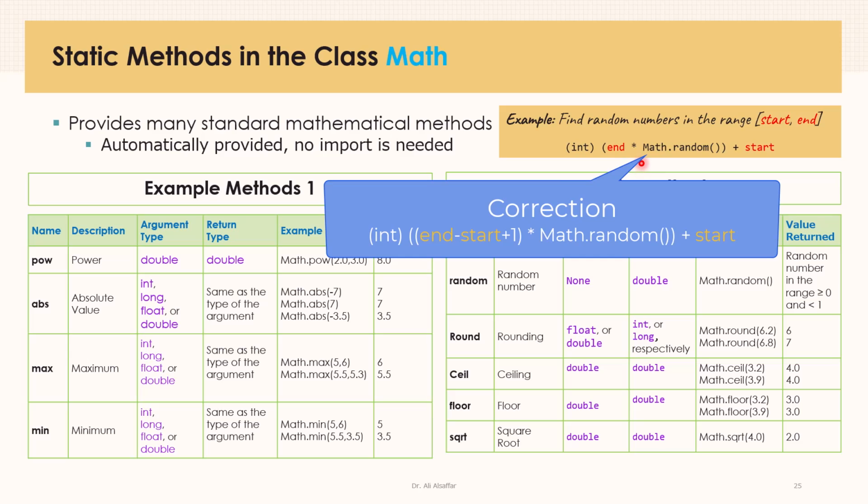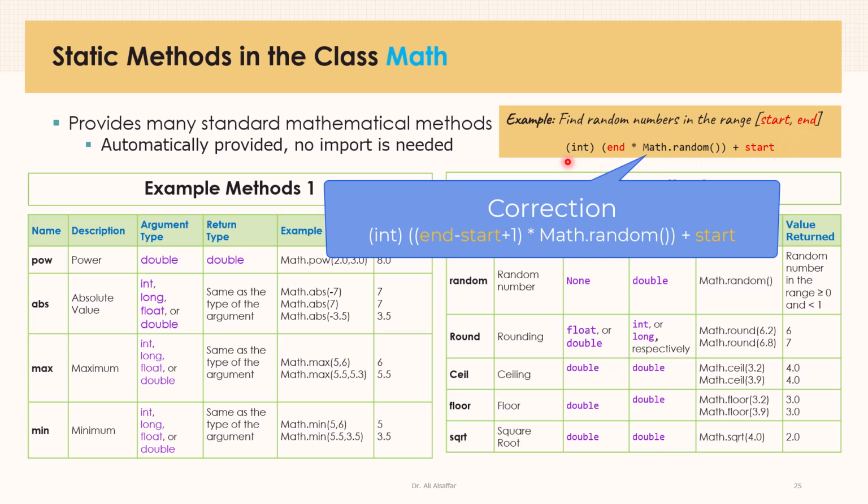First, we multiply math.random by end. Next, convert it to integer. Then we add it to start. To show you how this equation works, suppose we want to generate random numbers from 1 to 6. So start is equal to 1 and end is equal to 6.